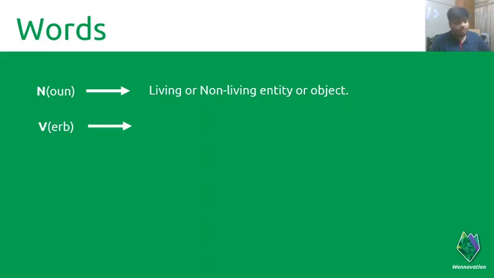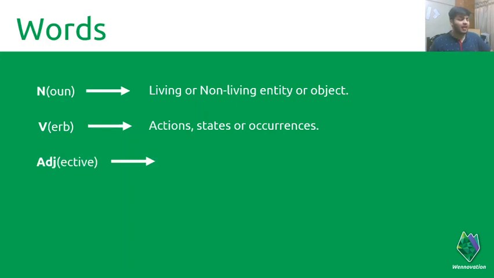A word could be a verb, which means it's representing an action or a state or occurrence of something, which means an action is taking place. And then we have an adjective, which simply describes a noun.